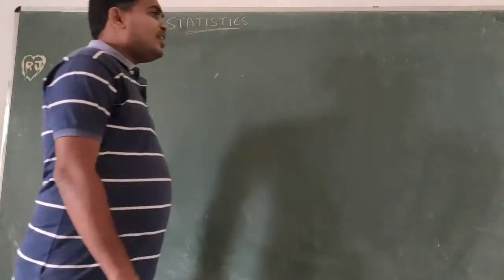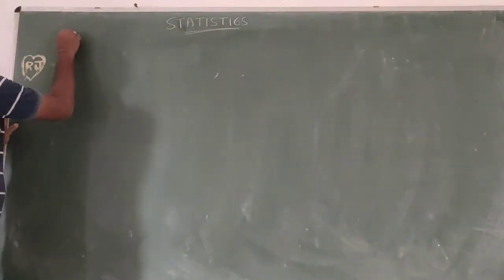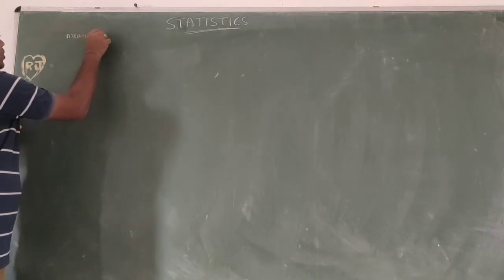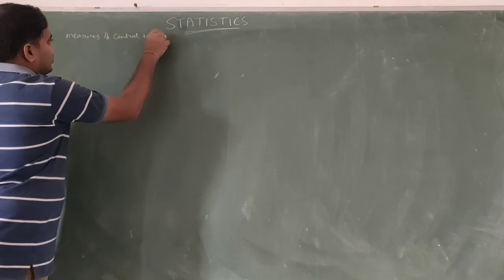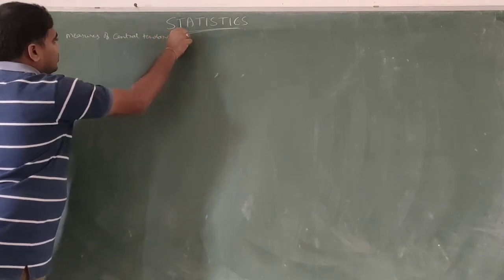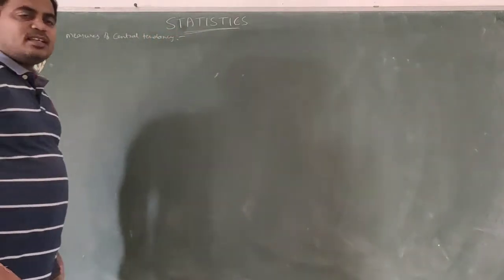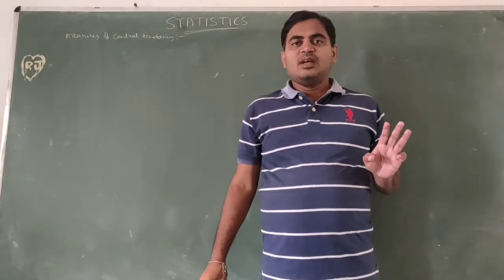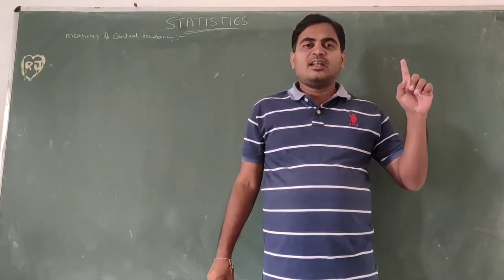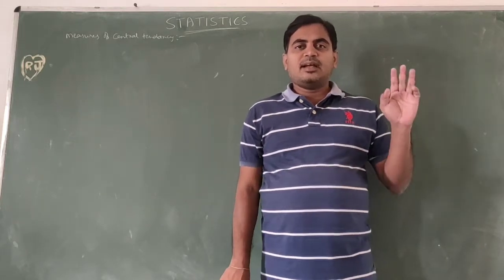Next one, measures of central tendency. So measures of central tendencies are majorly three. The three measures of central tendencies are arithmetic mean, median, and mode.